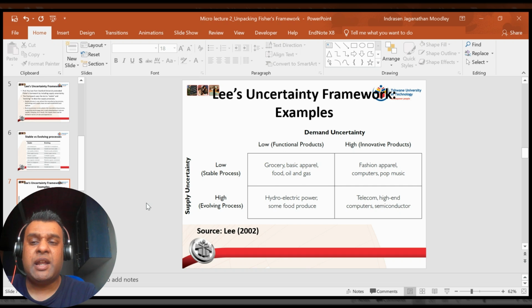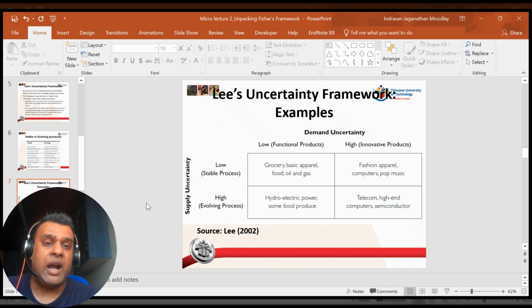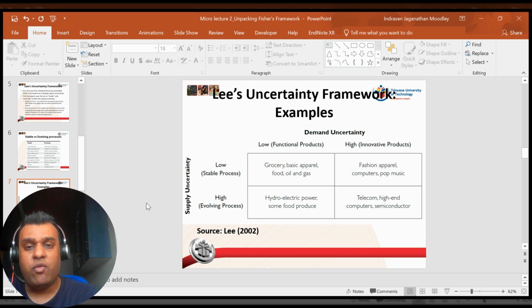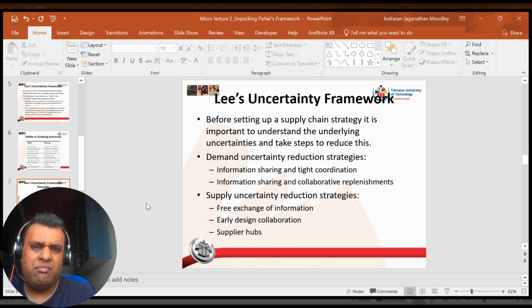So, Lee developed an uncertainty framework where he looked at demand and supply uncertainty and he grouped these products: high innovative products, low functional products in terms of demand uncertainty, and stable and evolving processes on the supply side. So, what does this mean? It means that before we even set up a supply chain strategy, we've got to understand the underlying uncertainties and take steps to reduce this.